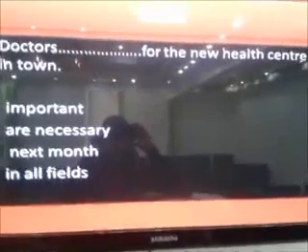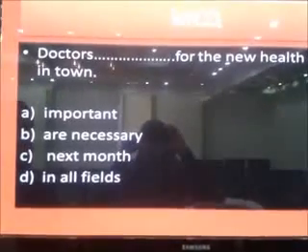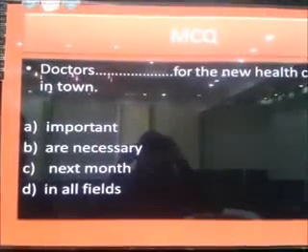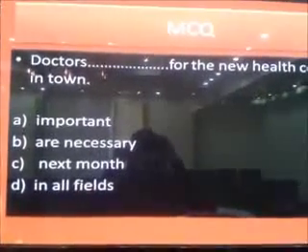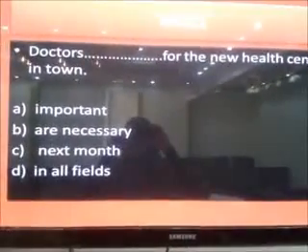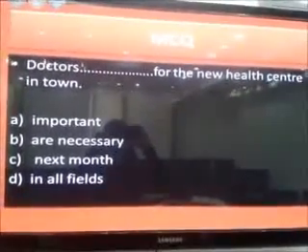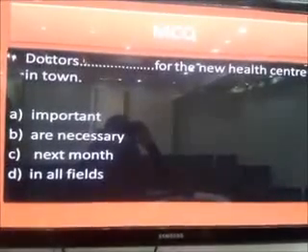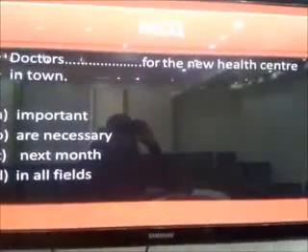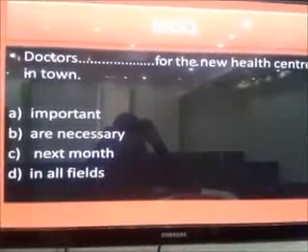Now what we need to do is to look for a verb. We've got A, B, C, D. "Important." Is it a verb? No, it is not. "Are necessary." Well, that's a verb. "See next month." Is it a verb? No, never. "In all fields." Is it a verb? No, never. So I have only one verb in only one choice, which is choice number B. So this is the right answer: "are necessary," and the sentence will be "Doctors are necessary for the new health centre in town." Fantastic. Now let's see another one.